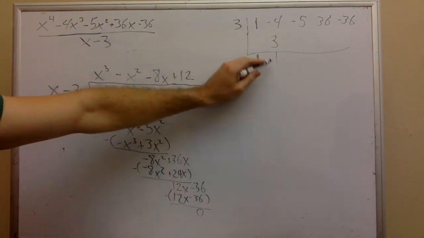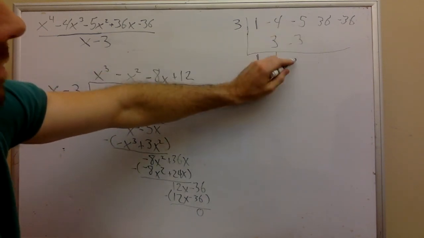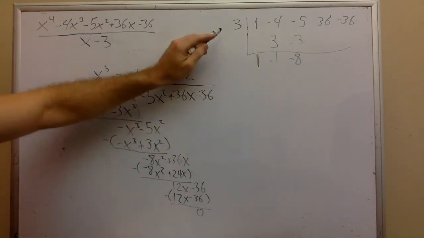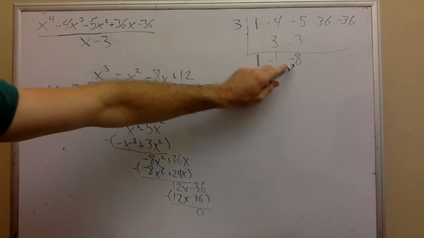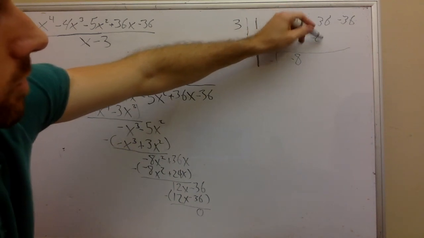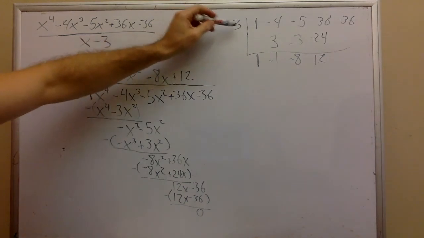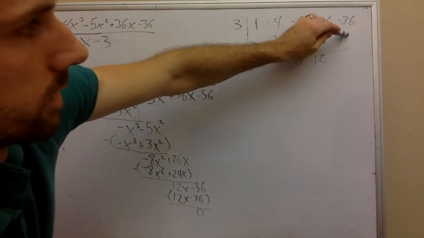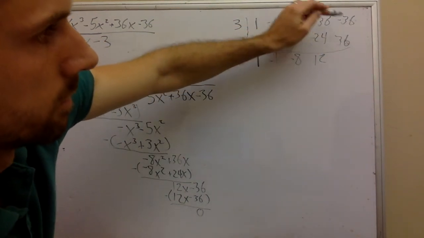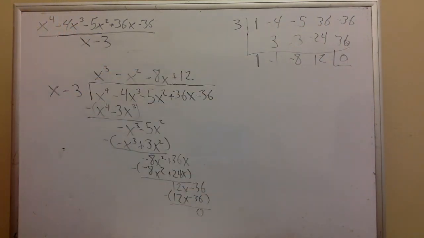And then I continue that process. 3 times -1 is -3. Add them together, I get -8. 3 times -8 is going to be -24. Add those together, I get 12. And then 3 times 12 is 36. And I add those together, I get 0. And that last term is always going to be my remainder.